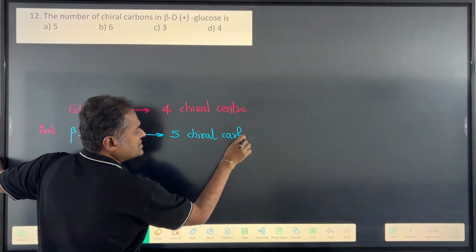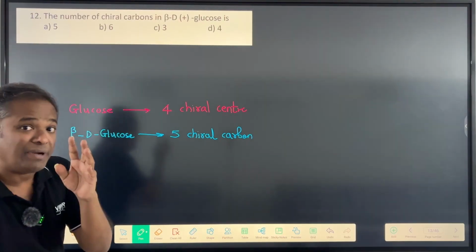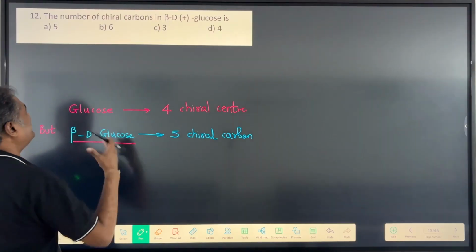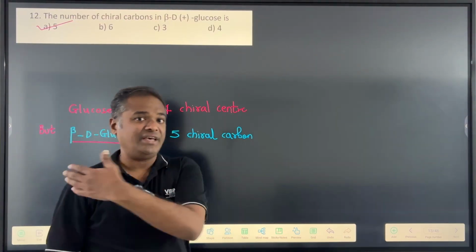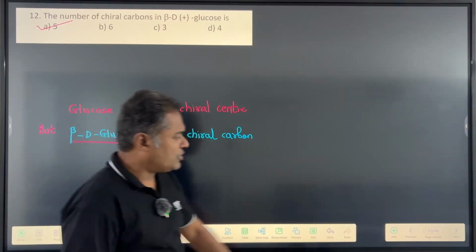So the question asked is, have they asked only glucose or have they asked beta glucose? They have asked beta glucose. So the number of chiral centers in this case has to be 5. So the correct option what we have is 5. Let us begin with the next question, child, what we have on the screen.